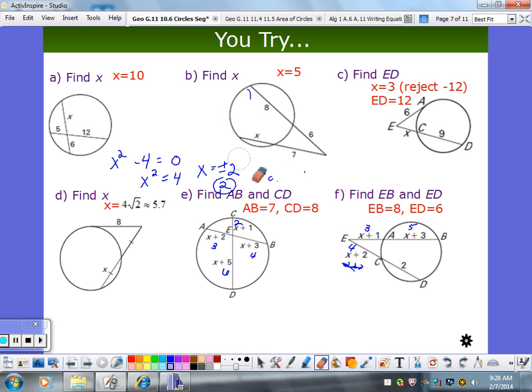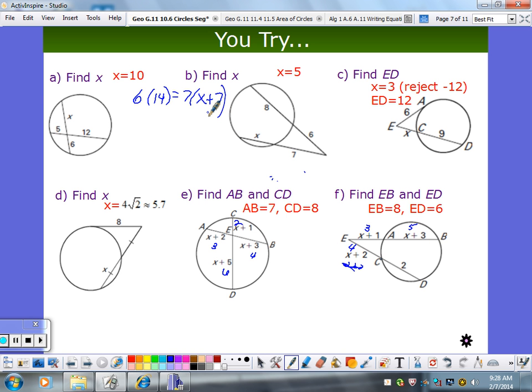Oh, that's a lot of algebra. I thought this was geometry. All right, so outside piece times whole thing. 6 times 6 plus 8 equals outside piece times whole thing. Okay, 6 times 14. You found it? Right, be careful. We're adding. Segment addition, right? Add those two pieces together.